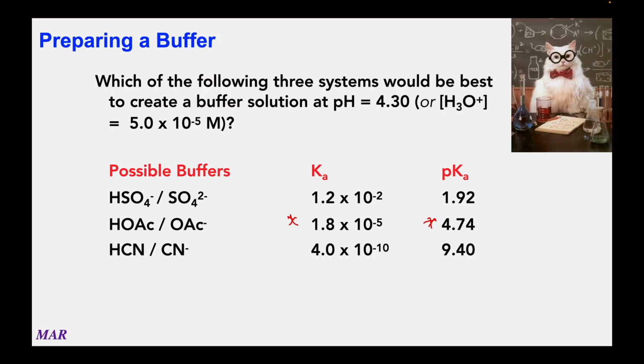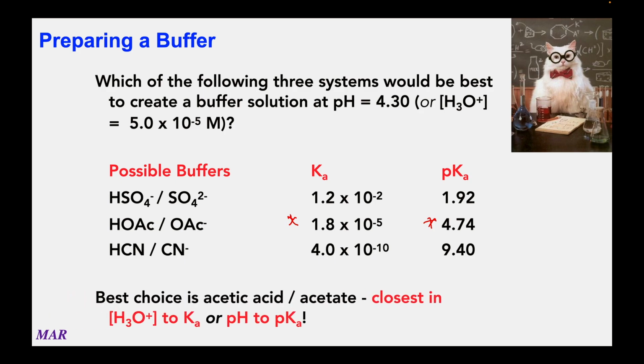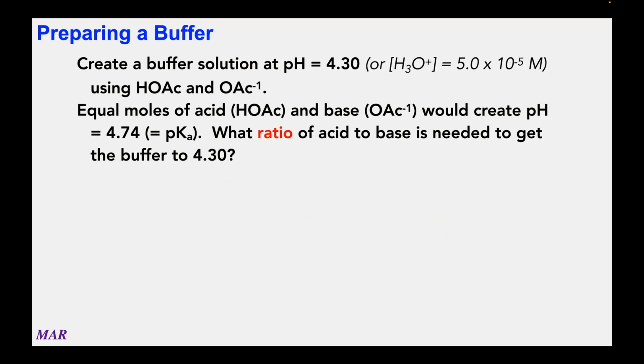The first one would be too big, and the last one, HCN minus, would be too small. So we definitely want to have the acetic acid acetate combination here. That's going to give us a system which is closest to our desired pH level. Equal moles of acetic acid and acetate would create a pH equal to pKa, 4.74. But we want a pH of 4.30. So that means that we want a more acidic buffer system.